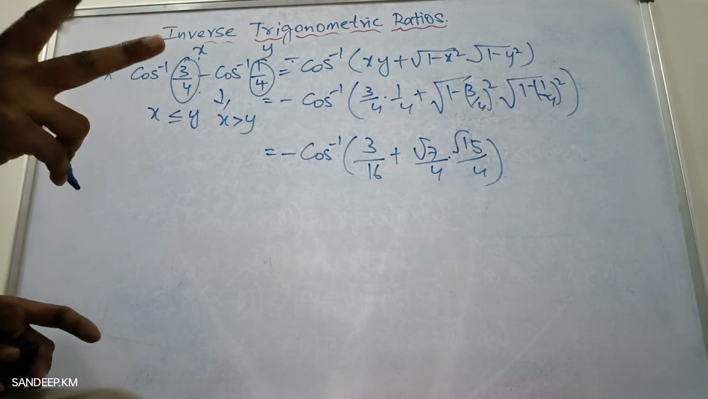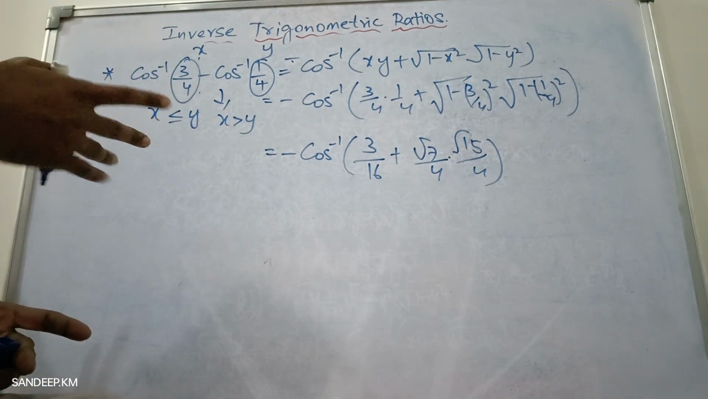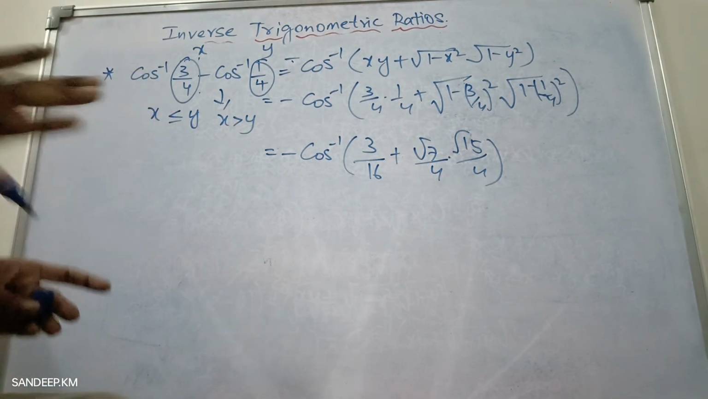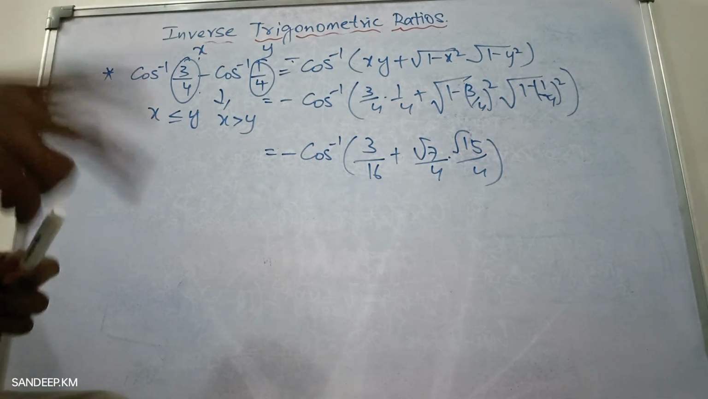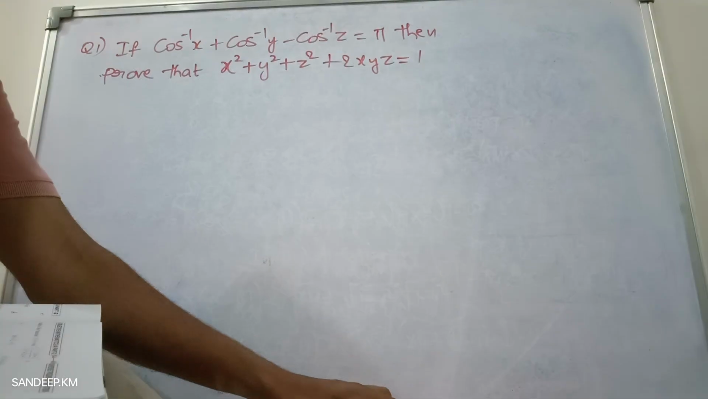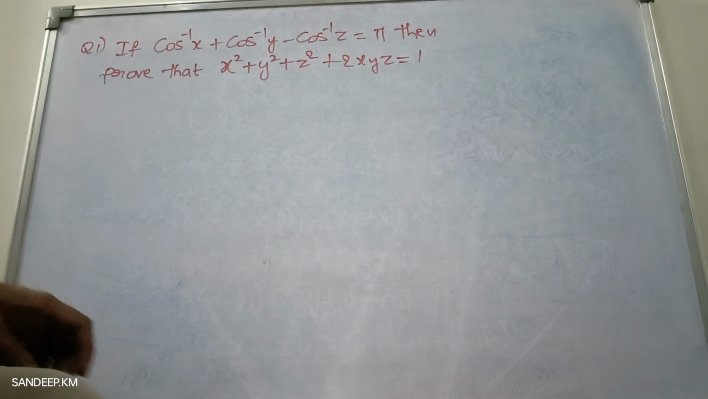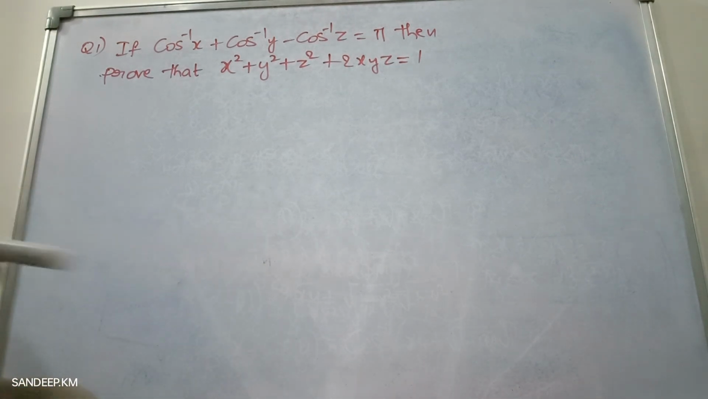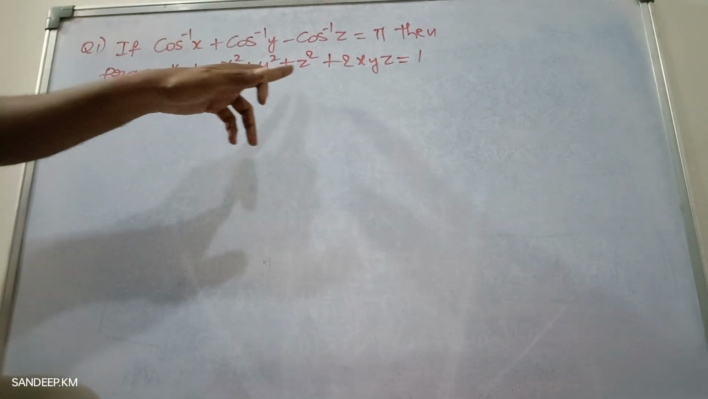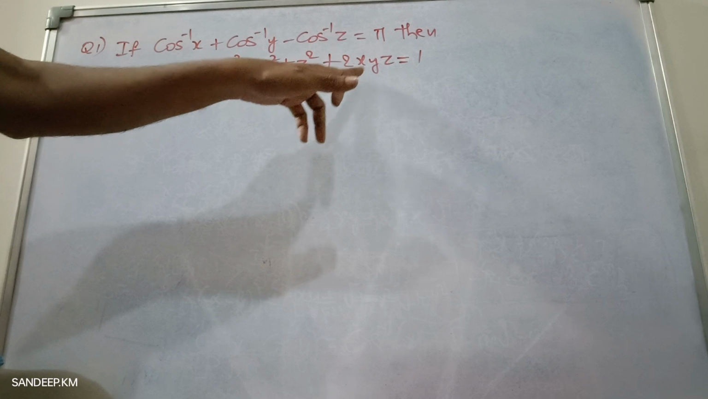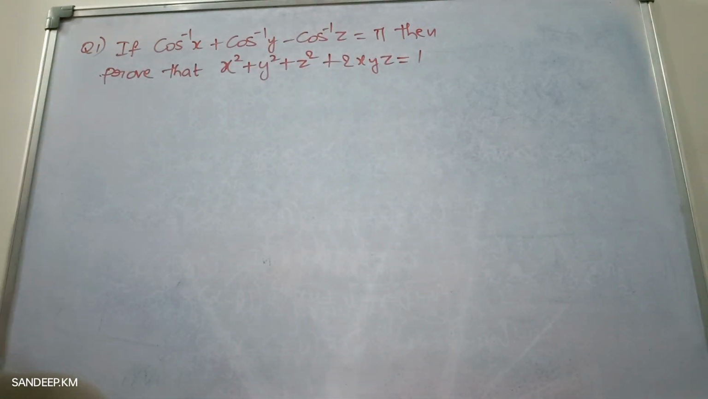Let us look at two questions based on cos inverse x plus cos inverse y and cos inverse x minus cos inverse y. Here is a question on the board. If cos inverse x plus cos inverse y minus cos inverse z is equal to pi, then prove that x square plus y square plus z square plus 2xyz is equal to 1.